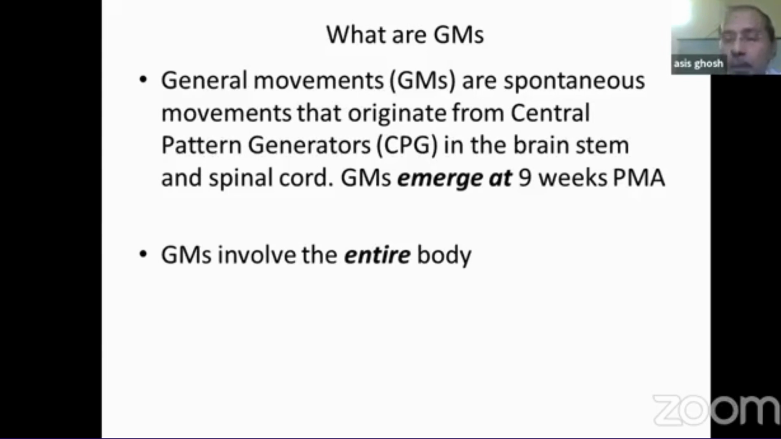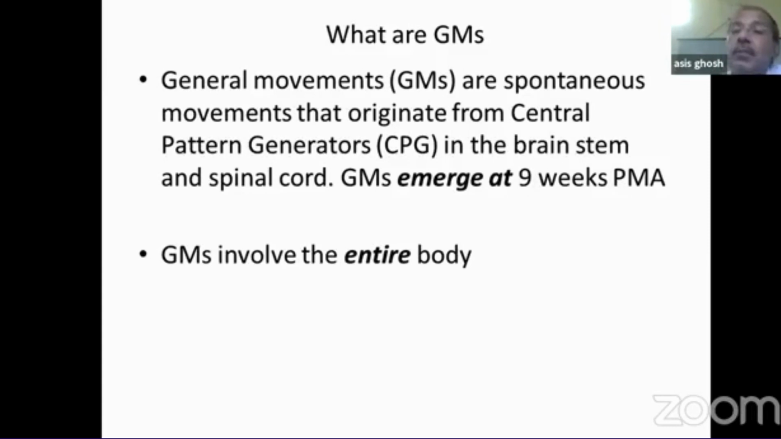I'm sure you all know this, but I'm sharing my thoughts, and I have learned many new things recently, so I have included them in my protocol as well. So general movements, these are spontaneous movements. Cortical maturity is not there. So these spontaneous movements come from the central pattern generator, CPG, in the brain stem and spinal cord. It emerges at 9 weeks of post-menstrual age.